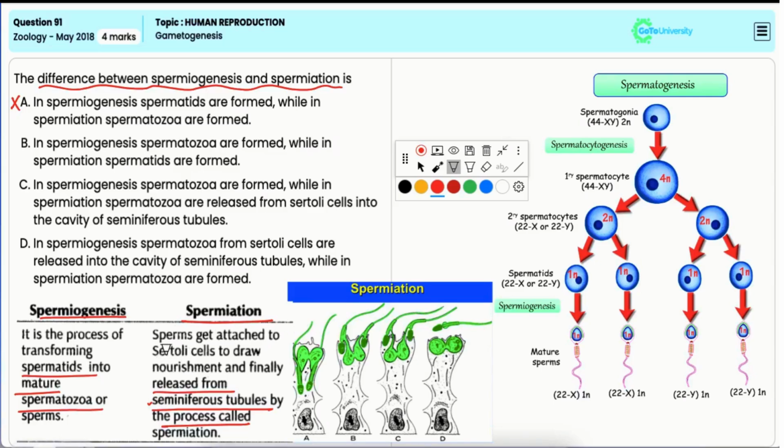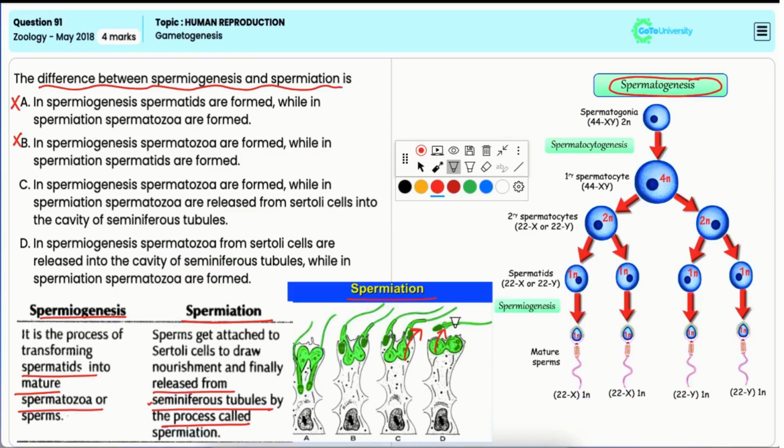Option B. In spermiogenesis, spermatozoa are formed, while in spermiation, spermatids are formed. It is also incorrect because spermiation does not involve the formation of spermatids. In fact, spermatids are formed earlier in the process of spermatogenesis. Spermiation is the release of already formed spermatozoa from the Sertoli cells.